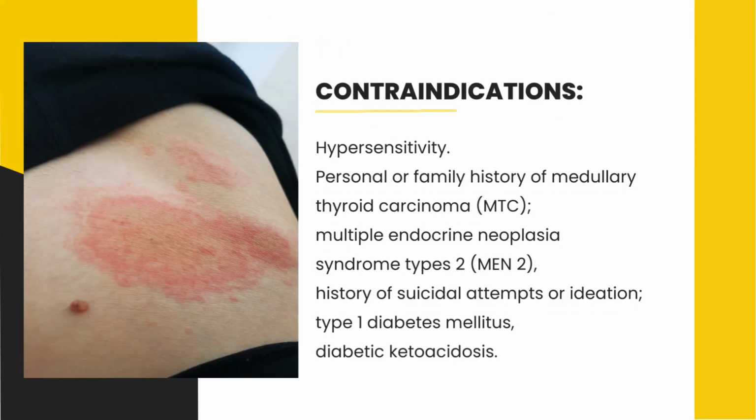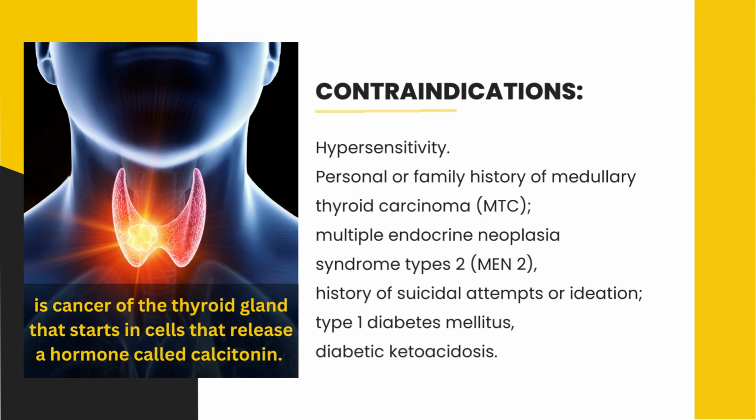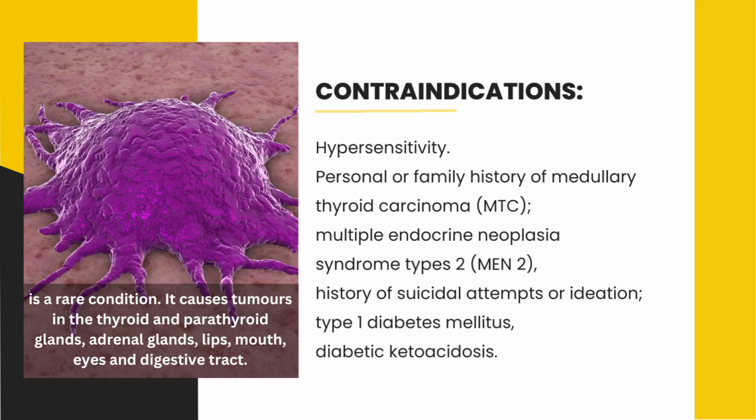Contraindications. Hypersensitivity. Personal or family history of medullary thyroid carcinoma, MTC, which is cancer of the thyroid gland that starts in cells that release a hormone called calcitonin. Multiple endocrine neoplasia syndrome type 2, MEN2, is a rare condition. It causes tumors in the thyroid and parathyroid glands, adrenal glands, lips, mouth, eyes and digestive tract.